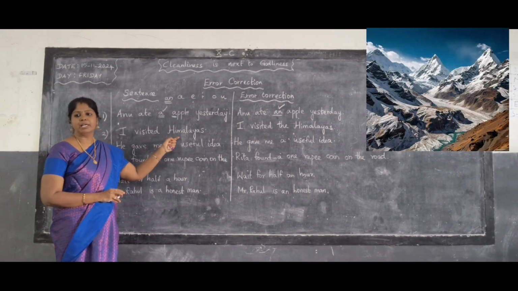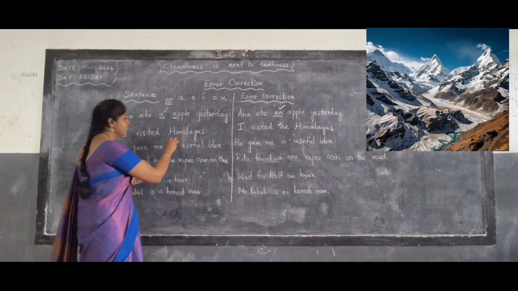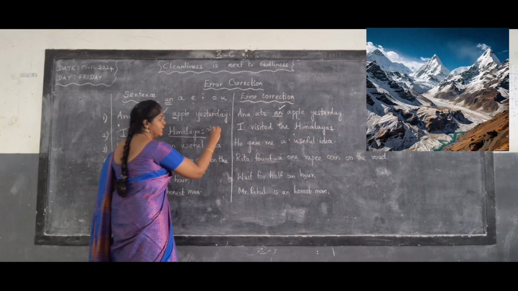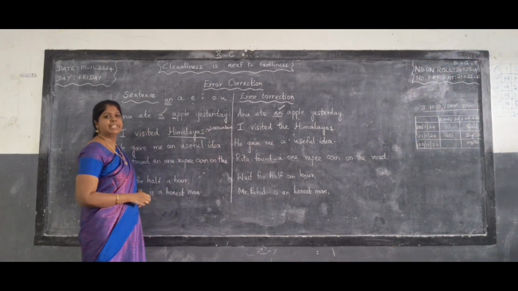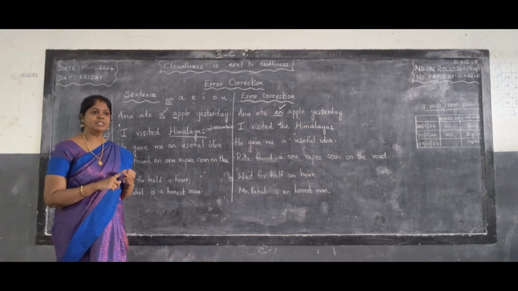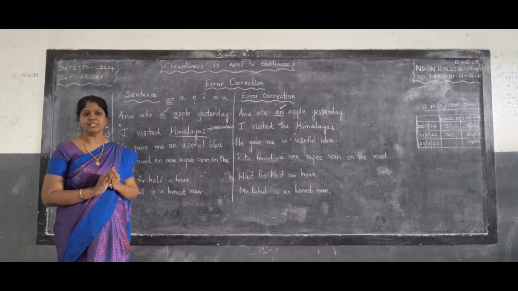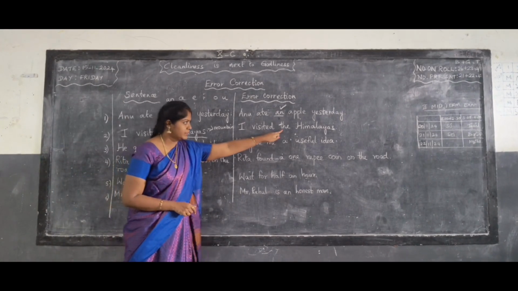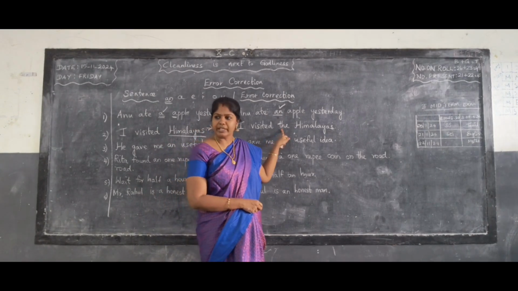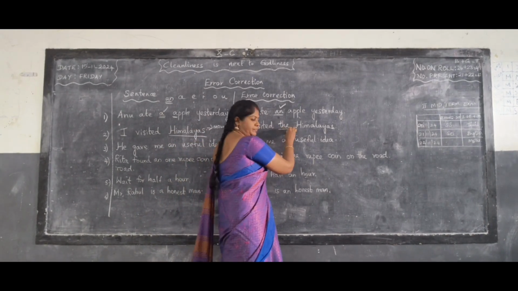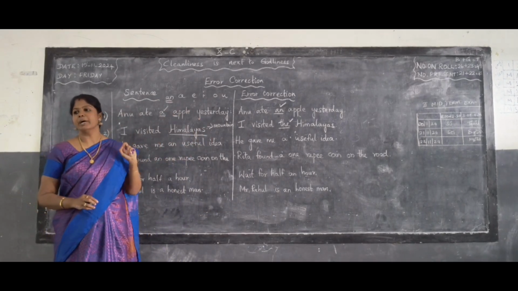I visited Himalayas. Himalayas is the name of a mountain. Children, you all should know the names of mountains, rivers, oceans, seas. If we have all these things in the sentences, we should add the before the word. Before the sea, before the ocean, before the river, we should add the. Okay? So the right answer is: I visited the Himalayas.